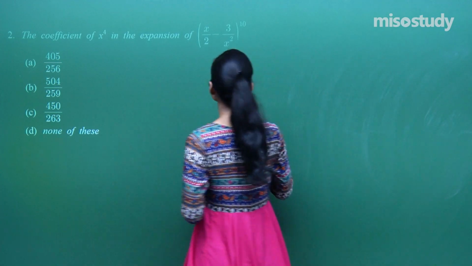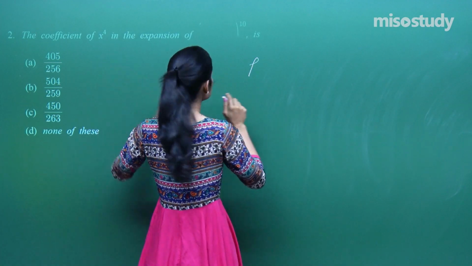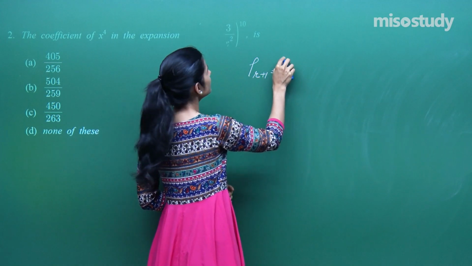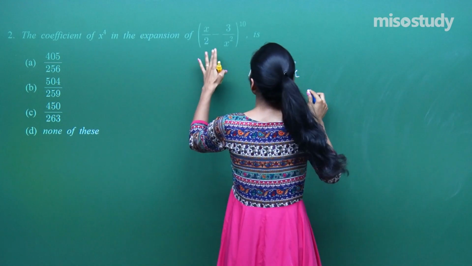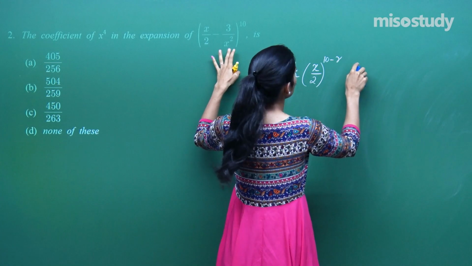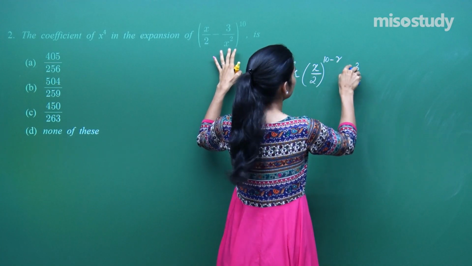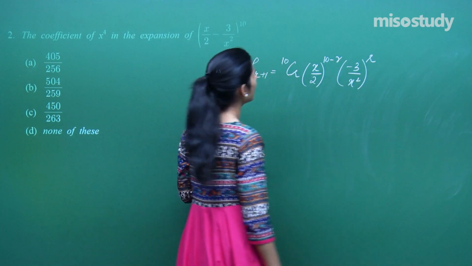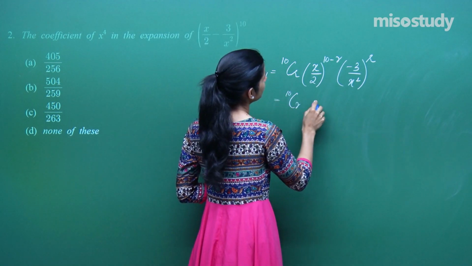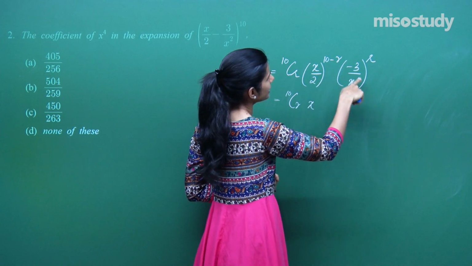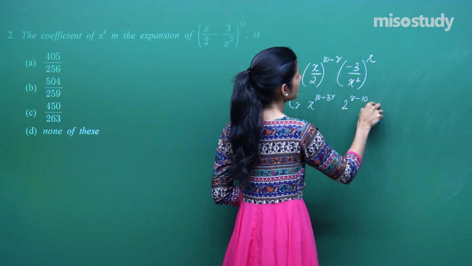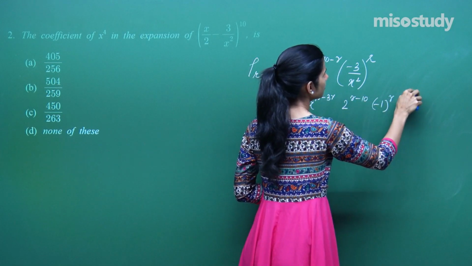Suppose the term in which x to the power 4 sits is the (r plus 1)th term. This will be equal to 10Cr (x by 2) to the power 10 minus r and (minus 3 by x square) to the power r. Okay, this is 10Cr. Then you have x to the power 10 minus r minus 2r, so 10 minus 3r, 2 to the power r minus 10, (minus 1) to the power r, 3 to the power r.